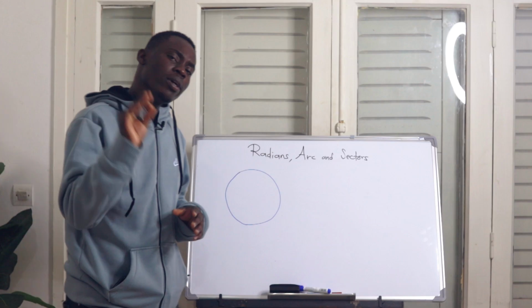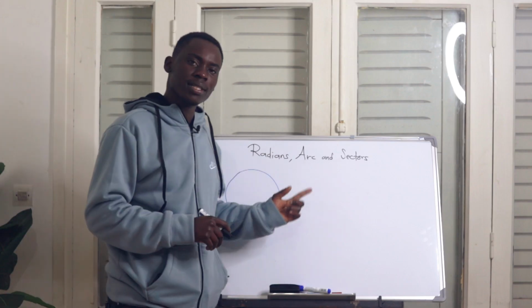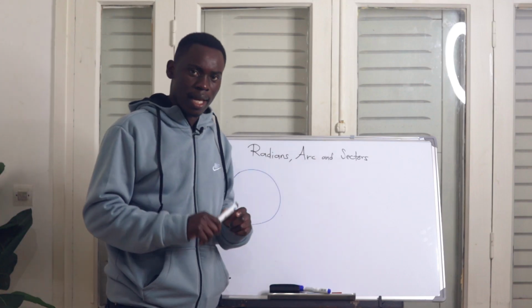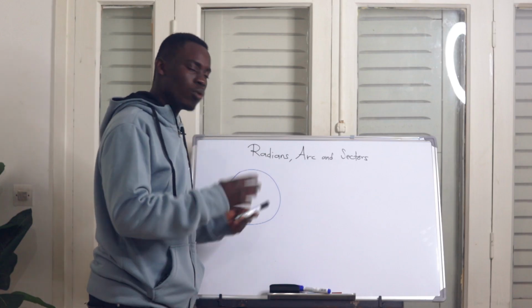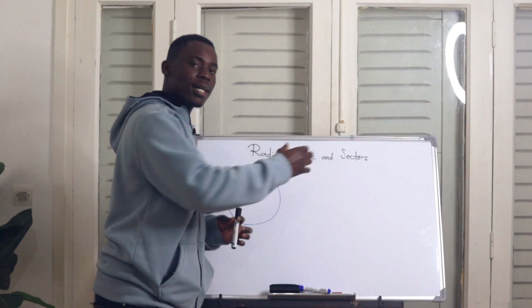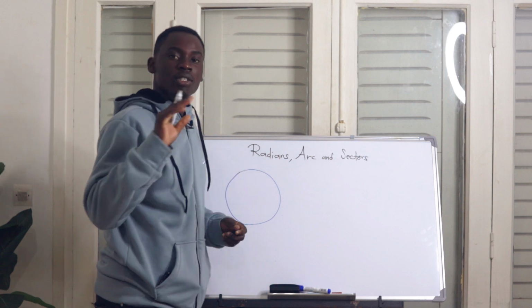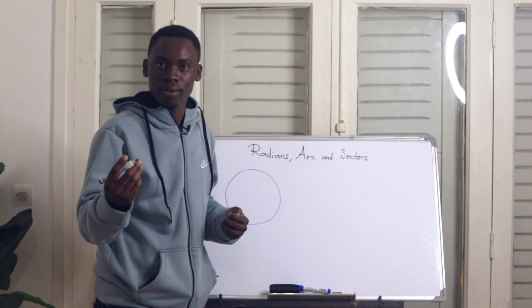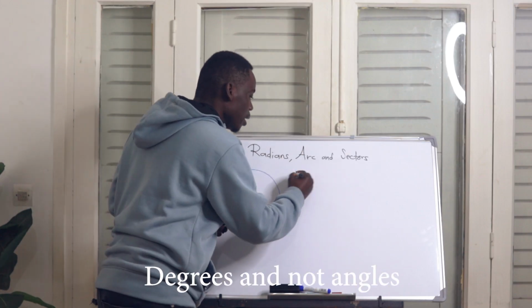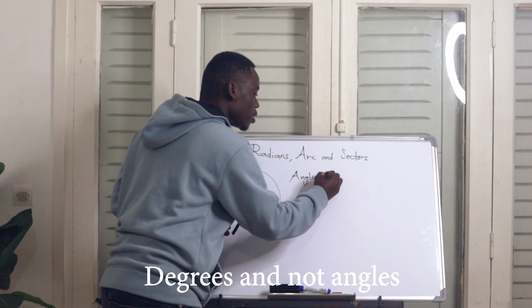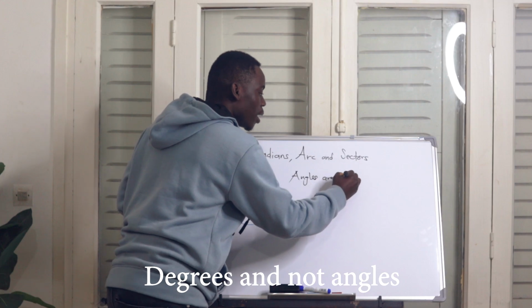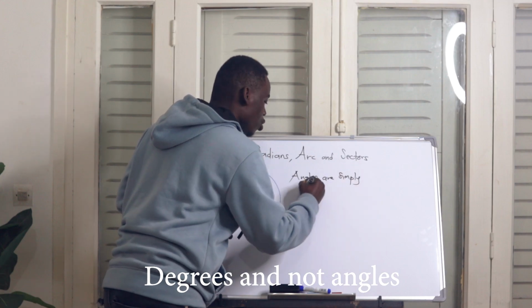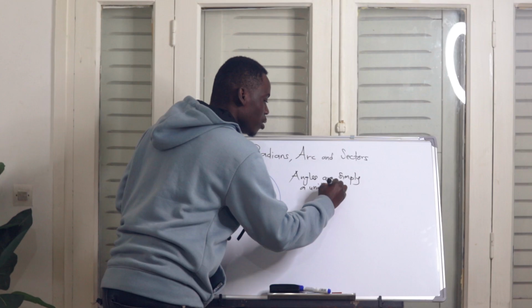But today, I want us to look at a topic under radians, arcs, and sectors. The very first thing is understanding what is a radian, what is an arc, and what is a sector. Normally, when you're dealing with secant theorem, you deal with angles, and angles are simply a unit of measurement.